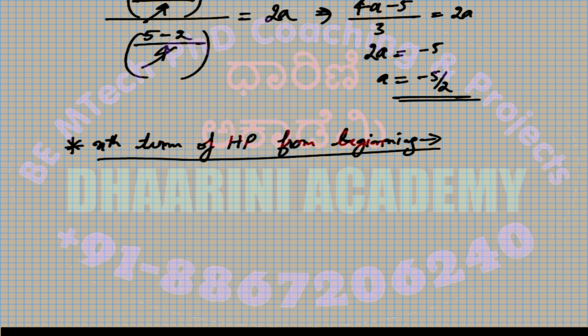Very similar to this, I can also write the nth term of the HP from the end. So this can be identified very easily as, now this is Tn dash, which should be equal to 1 divided by L minus (n minus 1) into D. Again, for n belonging to the natural numbers N.